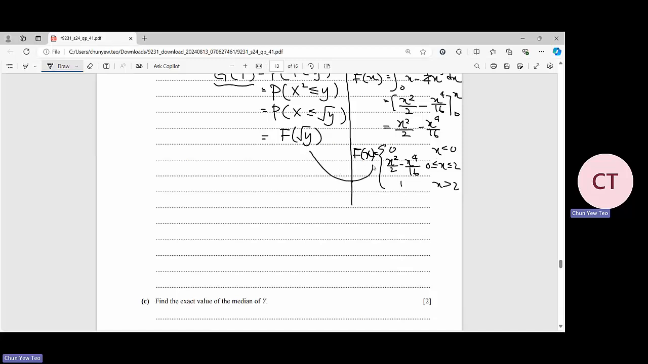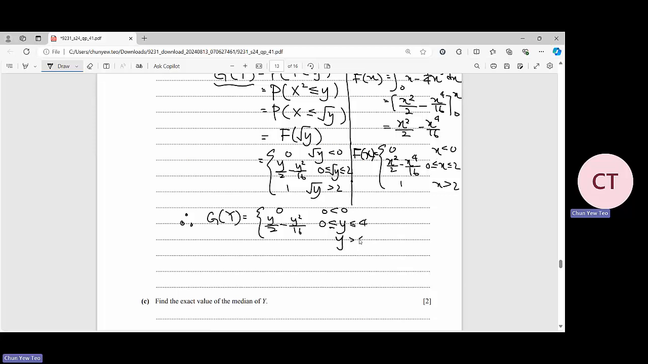So from here, you just need to change the x here to square root y. Then it will be 0 for the square root of y less than 0. This one will be the square root of y, squared. You get y over 2 minus y squared over 16 for this. This is 1 for the square root of y greater than 2. So therefore, your G(y) is 0, y over 2 minus y squared over 16, 1. Y less than 0, y between 0 and 4, and y greater than 4.